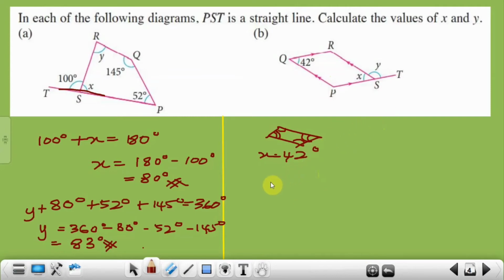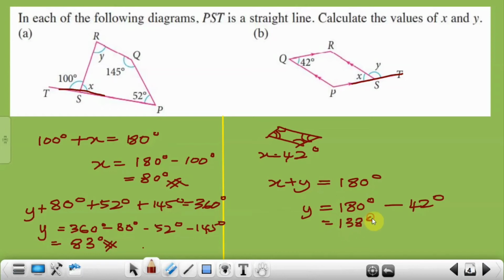Then for y, x plus y is 180 degrees because this is the summation of angles on a straight line. So we have found x. So y is equal to 180 degrees minus x, which is 42 degrees, and it's equal to 138 degrees.